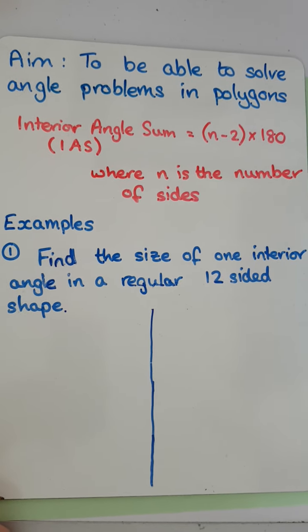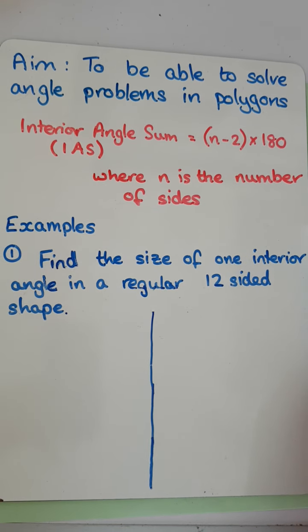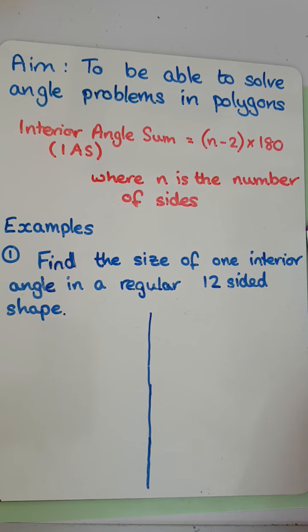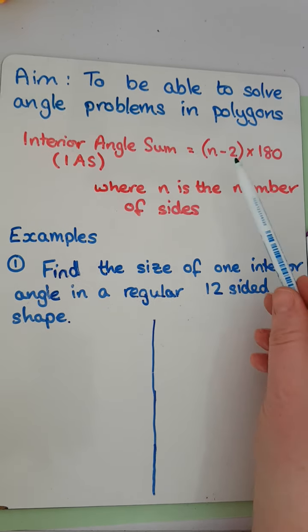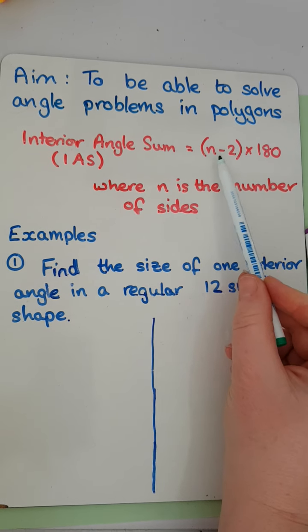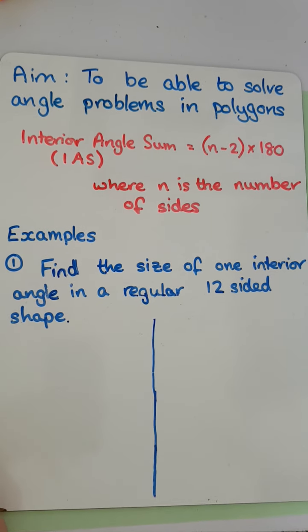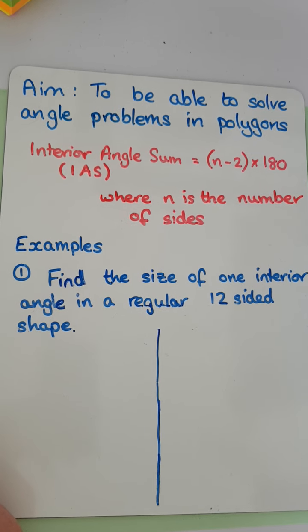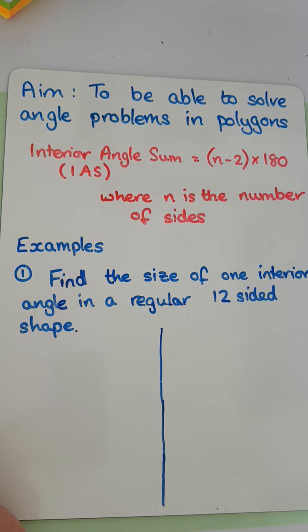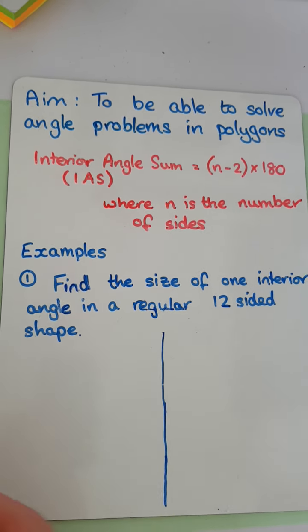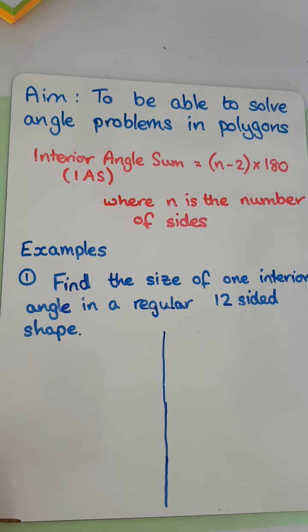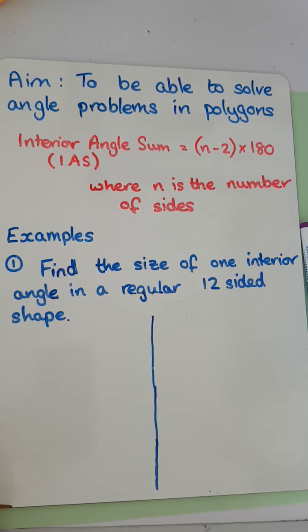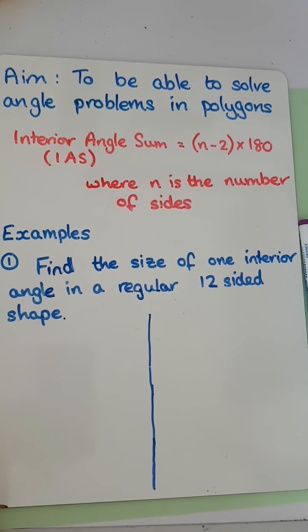Okay, so what I'd like to do in these examples is show you how to use the interior angle sum of a polygon. We've already developed it and we came up with the fact that it's n, where n is the number of sides, take away 2 times 180 degrees. And we developed that by splitting the polygons into triangles and seeing how many triangles we could make out of one polygon.